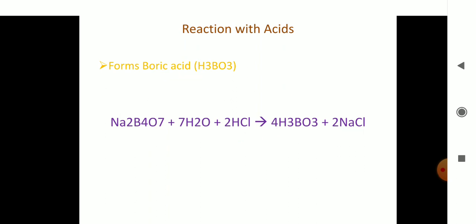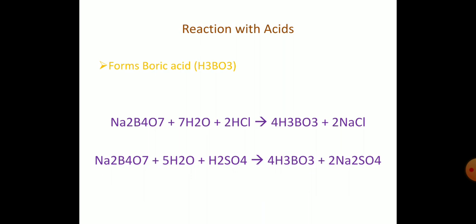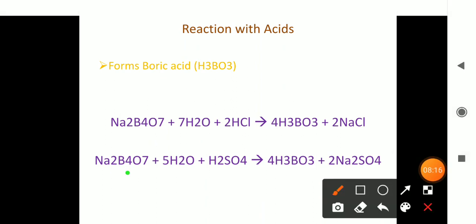Let us see one more equation. This is the reaction of borax with sulfuric acid. So look at the equation. First, borax is taken, Na2B4O7, then 5 molecules of water, then sulfuric acid. What is the formula of sulfuric acid? H2SO4 is the formula of sulfuric acid. As a result, we get boric acid.